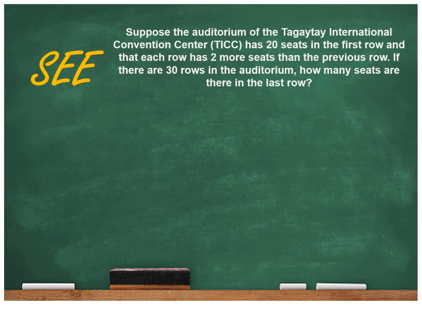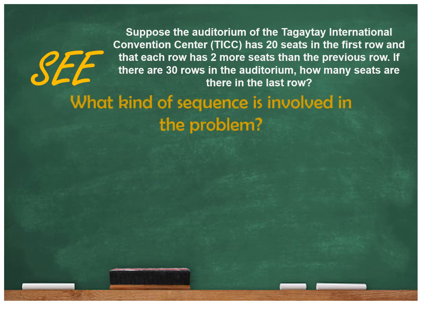So the first thing that we should do is to see what kind of sequence is involved in the problem. It is very important to know what kind of sequence is involved. If we go back to the problem, it has 20 seats in the first row, so our sequence starts at 20. Each row has 2 more seats, so from 20 plus 2, we have 22, plus 2, 24, plus 2, 26.